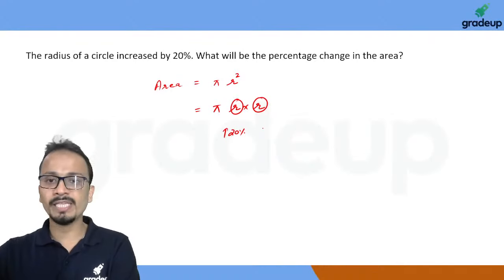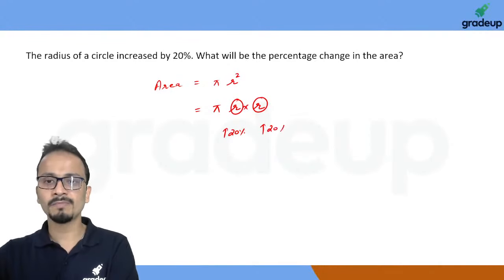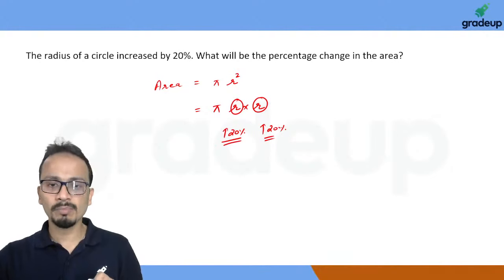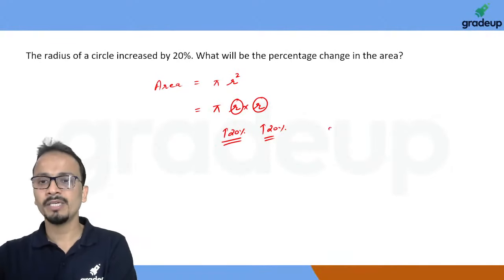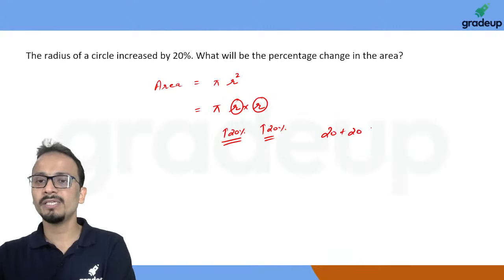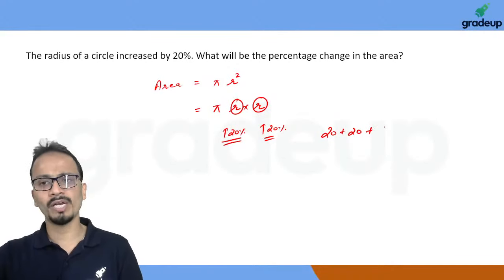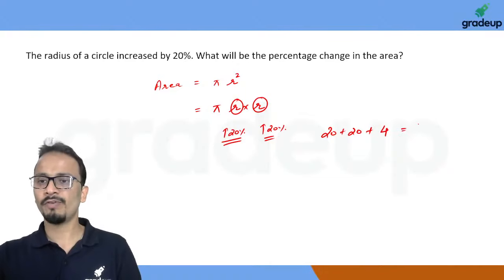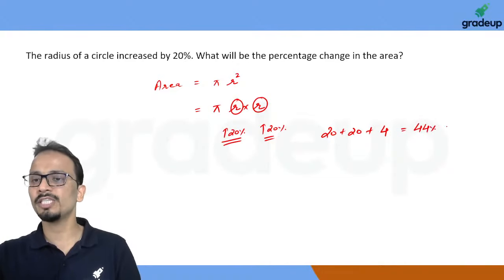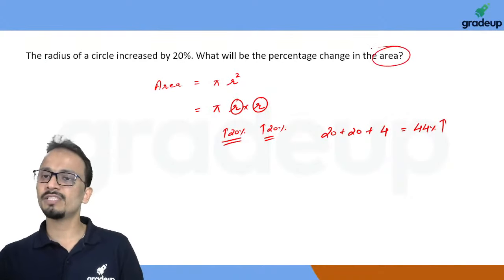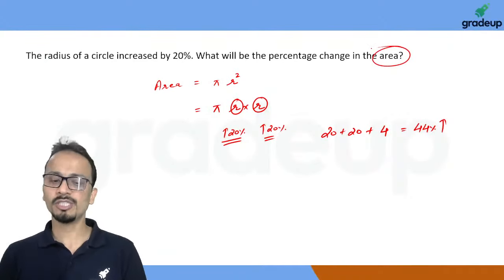All of you may calculate the answer and post it in the comment section. So r increased by 20%. So I can say that the change in area will be the resultant of these two numbers. So it will be 20 plus 20 plus 20 into 20, that is 400 upon 100, which is 4. So final answer will be 44 percentage increase. So the net change in area of this circle will be 44% increase.